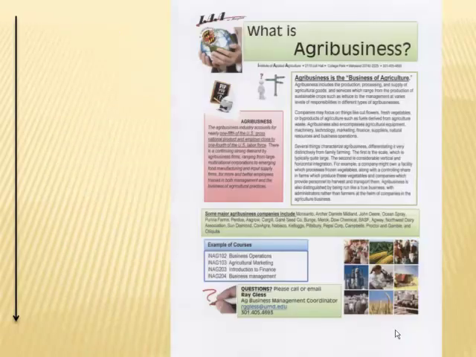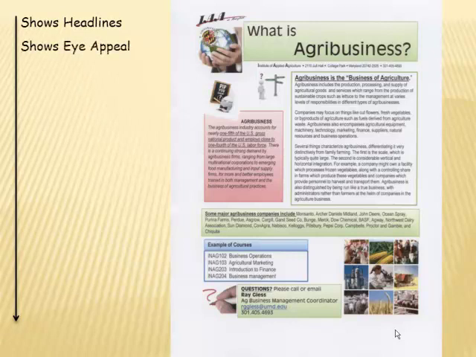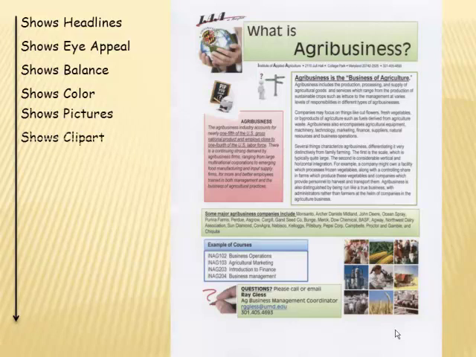So you take a look here. This would be a basic example of an informational flyer or e-flyer. It shows a headline and has some eye appeal. It shows a balance, keeping the text, boxes, and pictures somewhat eye appealing, and shows balance in what's being presented. It has color, some pictures, and clip art.